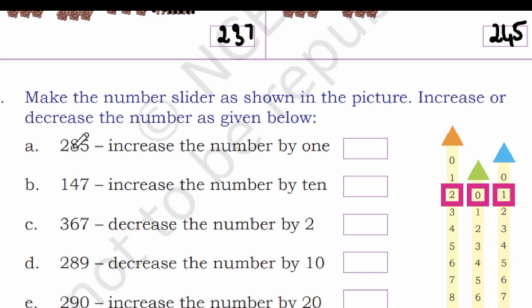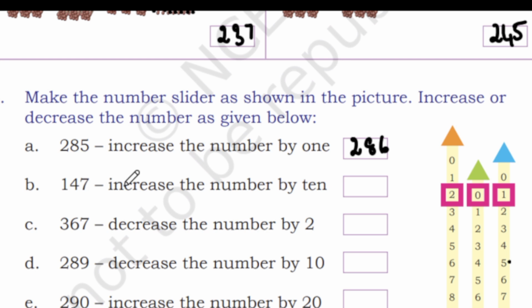Okay, so let's see. 285, increase the number by 1. So here we can keep 2, and this one is 8, and here we have 5. If we increase the number, it will go to 286.